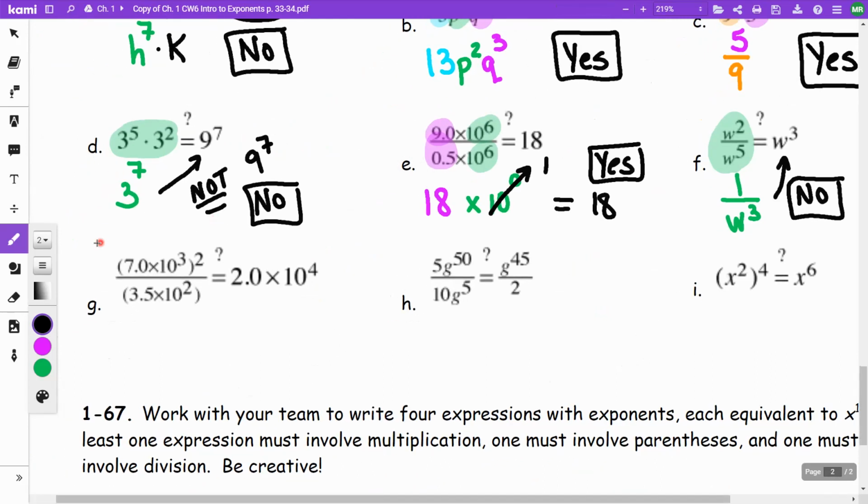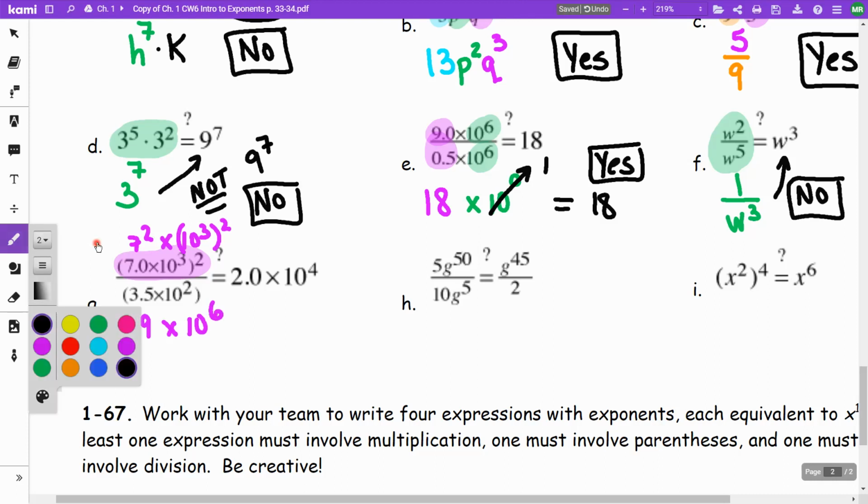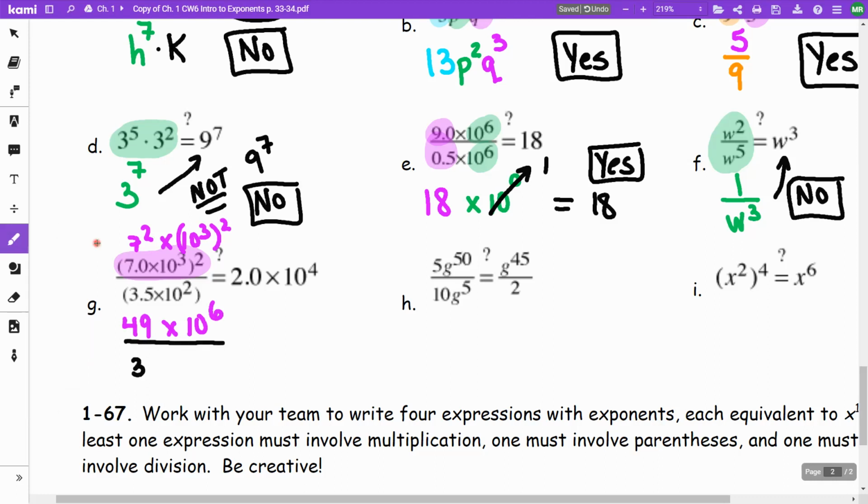Okay, on this one, I'm going to have to do a little math. On the top, when I square this, what's happening is my 7 is going to be squared, and then my 10 to the third is going to be squared. Now, 7 squared is 49. And 10 to the third raised to the power 2, power to power I multiply, that's going to be 10 to the 6th. Then I still have it divided by 3.5 times 10 to the second.